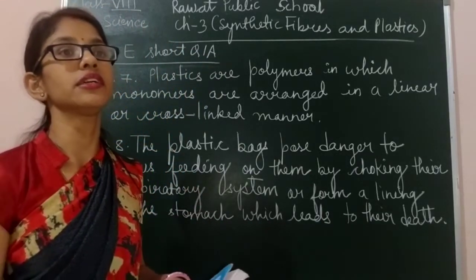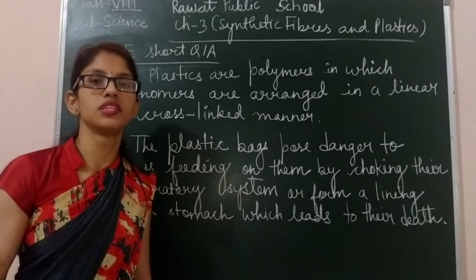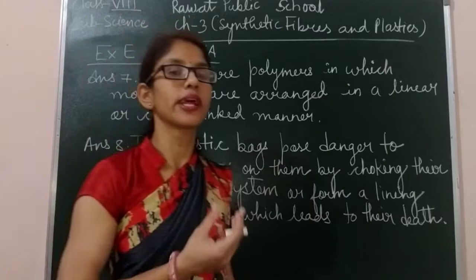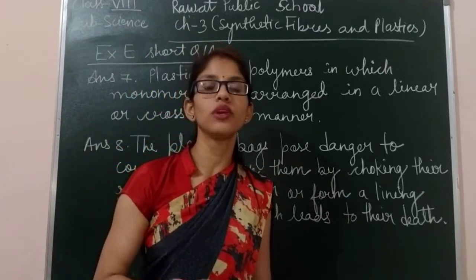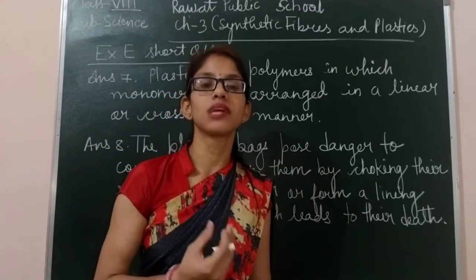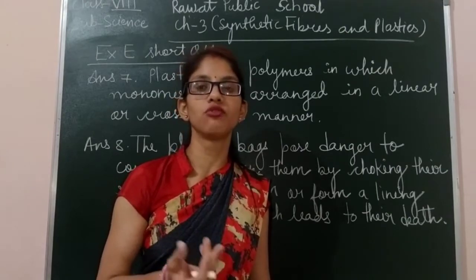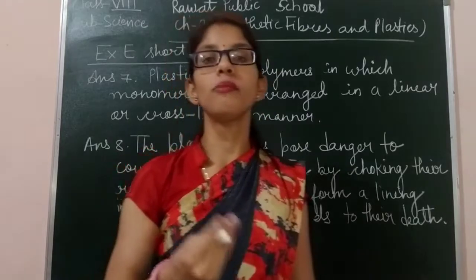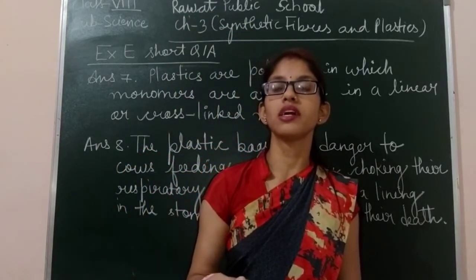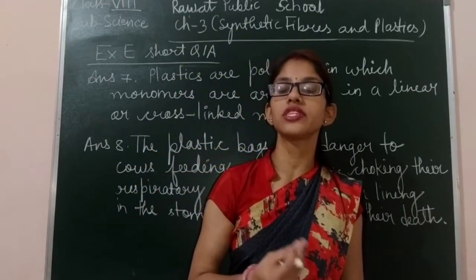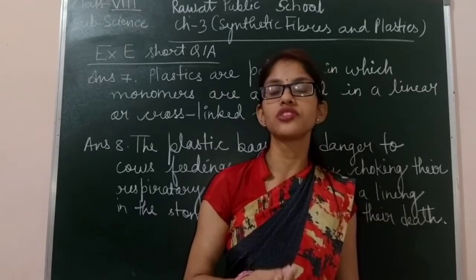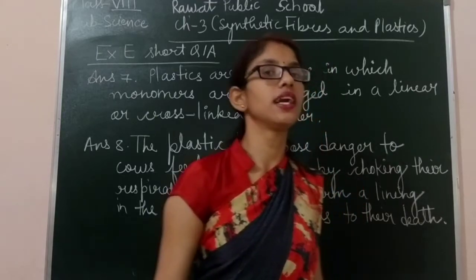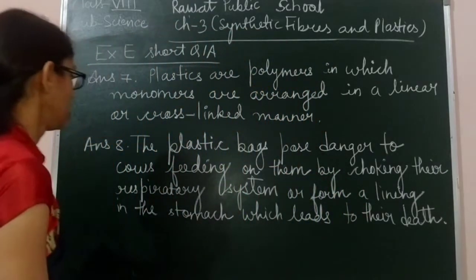So student, when these street animals like the cows feed on the garbage, they also take in plastics or polythene bags with the food items, and these plastics form a lining in their stomach, or they choke their respiratory system, as a result of which this leads to the death of these animals. So let's see the answer of this question 8.